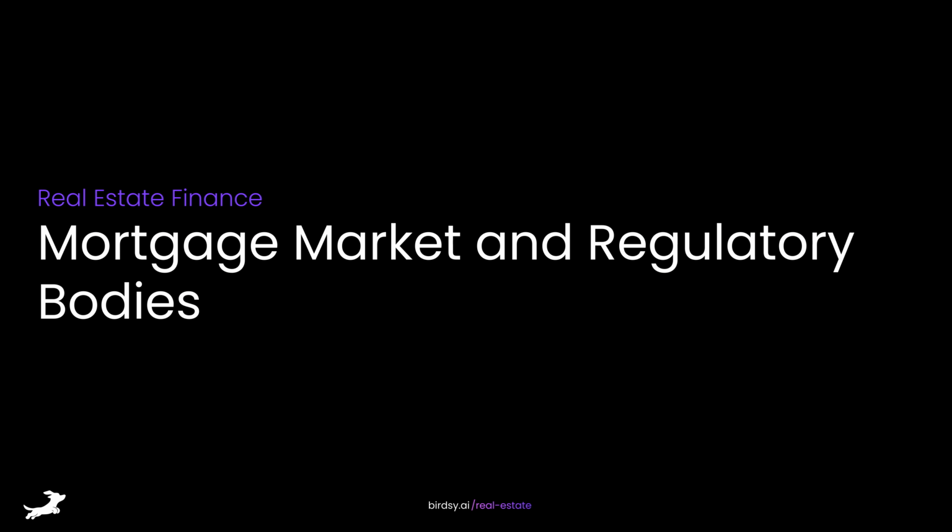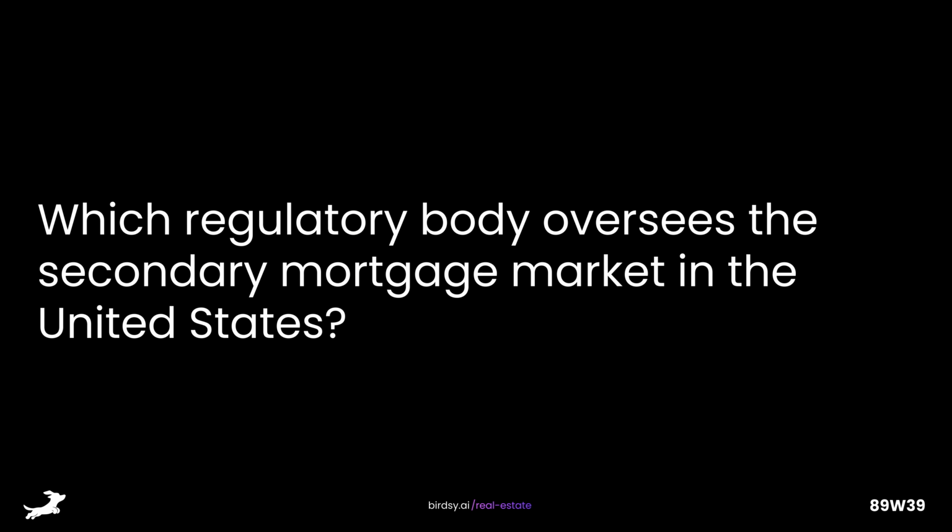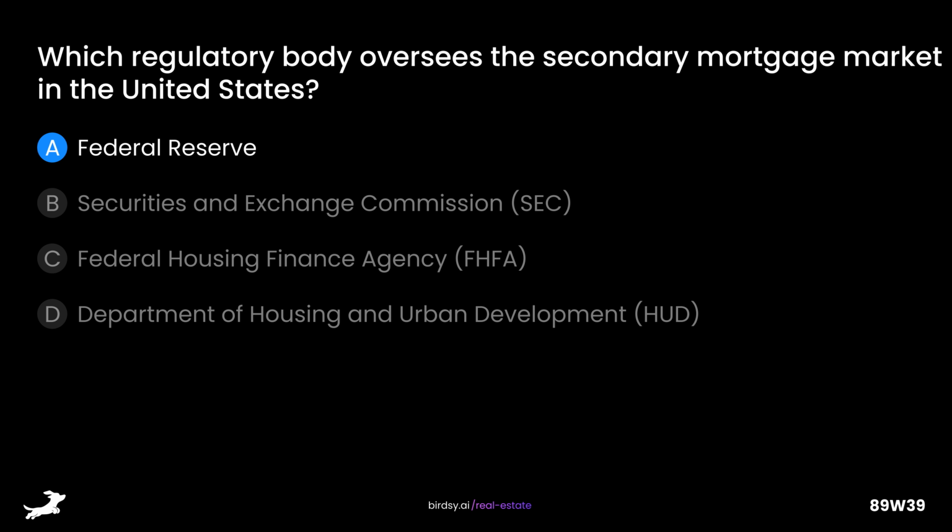Mortgage market and regulatory bodies. Which regulatory body oversees the secondary mortgage market in the United States? Is it A, Federal Reserve? B, Securities and Exchange Commission, SEC? C, Federal Housing Finance Agency, FHFA? Or D, Department of Housing and Urban Development, HUD?